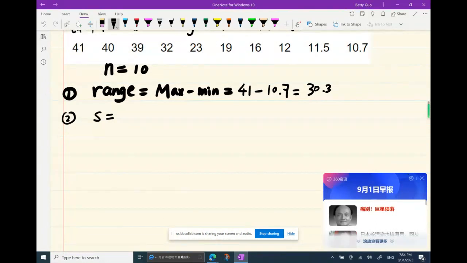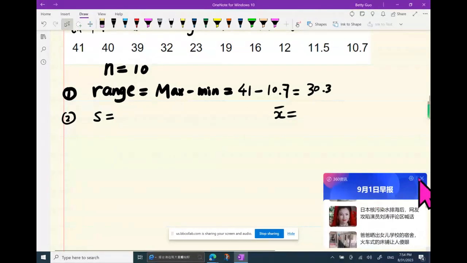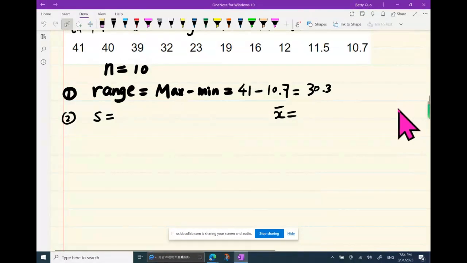Normally, I would recommend that you make a table on your scratch paper, okay? Firstly, I need to find the sample mean. Whenever you need to find a sample standard deviation, you need to find the sample mean first. Do you have the calculator ready? How do we find a sample mean, by the way? We learned on Tuesday.